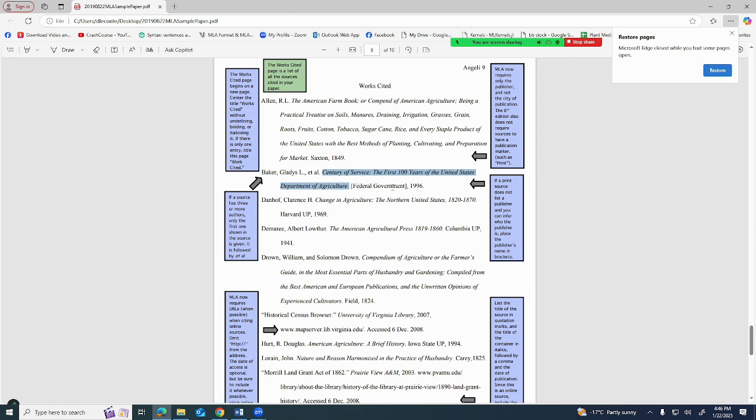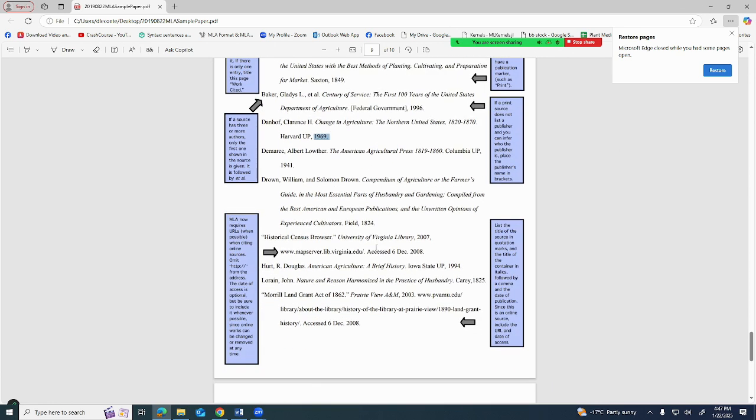It's published by the federal government in 1996. This following book, written by Clarence Danhof, is called Change in Agriculture: The Northern United States, 1820 to 1870. The publisher is Harvard, and it was published in 1969.